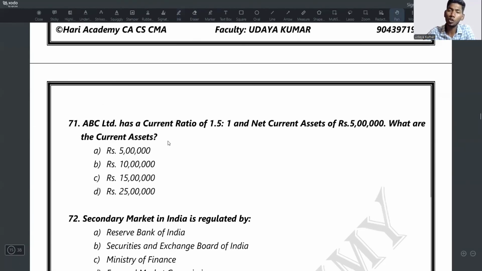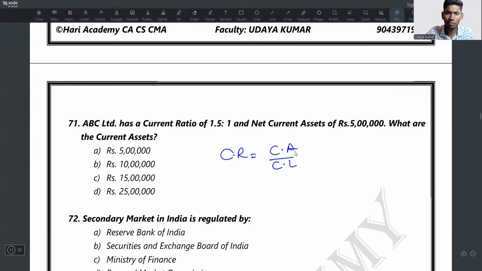ABC Limited has a current ratio of 1.5 is to 1 and net current assets of rupees 5 lakh. What are the current assets? So we have been given the values. I'll just provide you the formula so that you can easily answer the question. Clear? So what is the current ratio formula? Current assets divided by current liabilities. So the current ratio which is given is 1.5 is to 1. Clear? 1.5 is to 1.